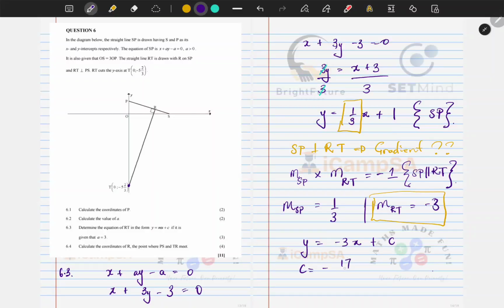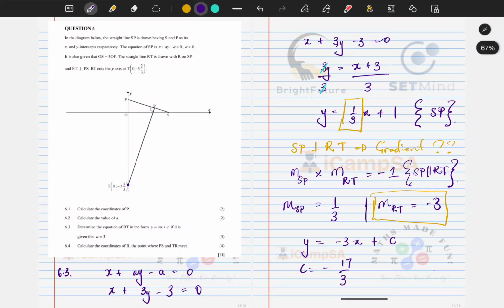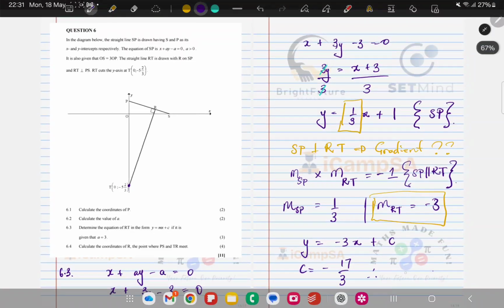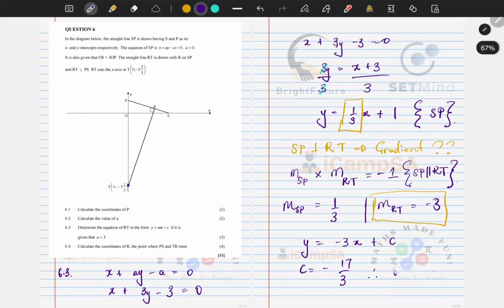So this is going to be -17/3. So that's your c. So your c is going to be -17/3. And then therefore you have your equation, right? Therefore you will have your equation, and your equation will then be represented by y is equal to -3x minus 17/3. Right, perfect.